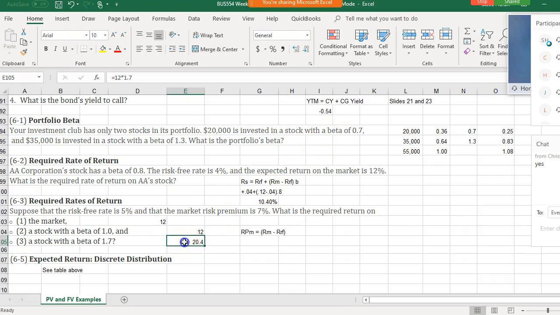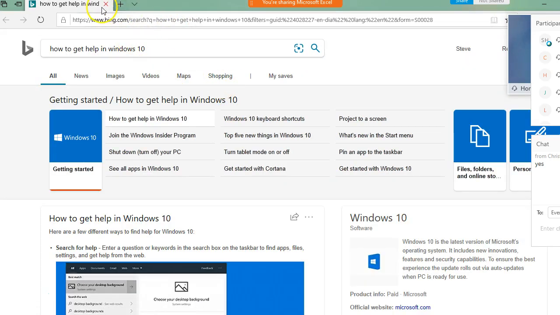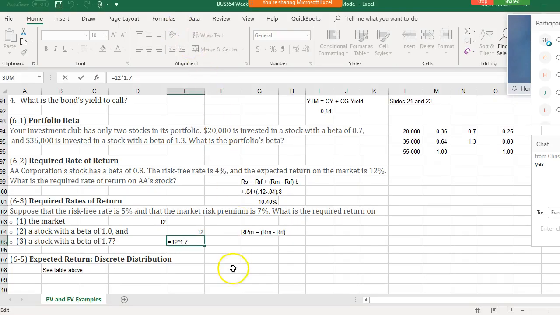I'm sorry, no, that's not correct. My bad. I can't do it that way. I got too far ahead of myself. Let me type out a better formula here.